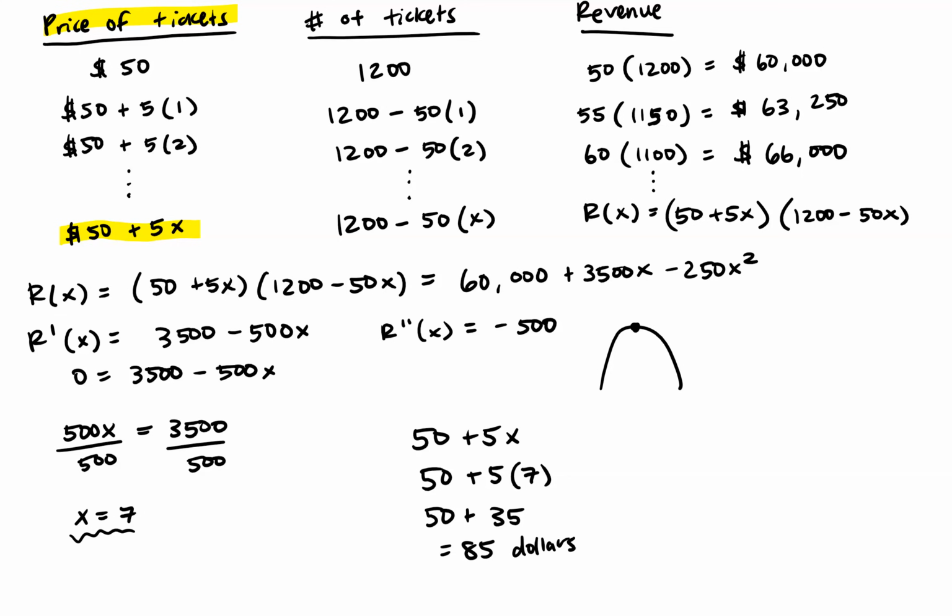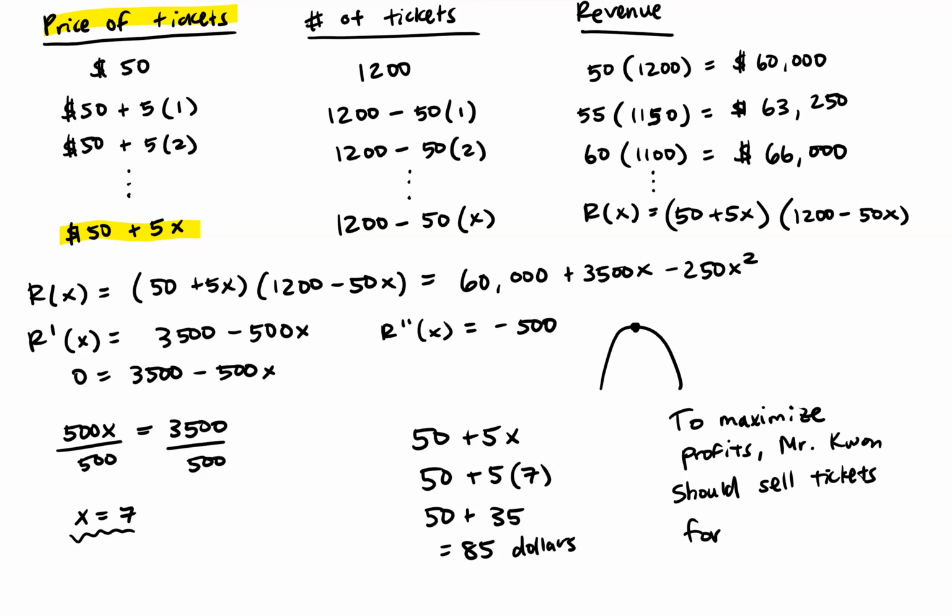And so your final answer would say: to maximize profits, Mr. Kwan should sell tickets for $85 each.